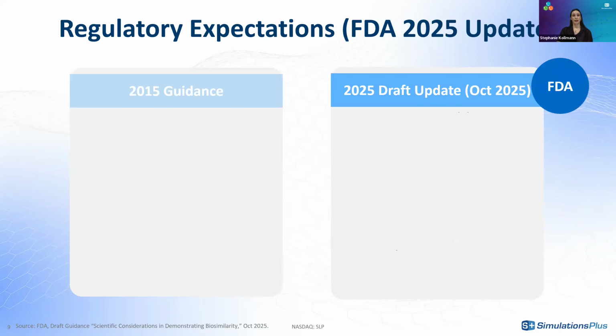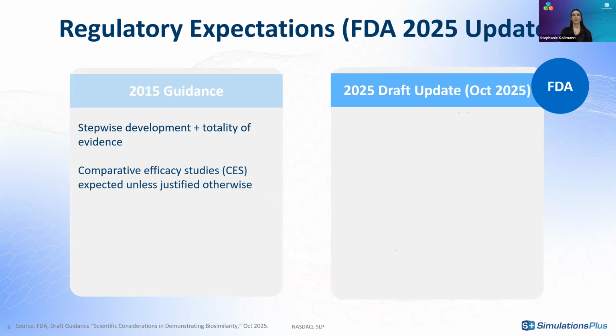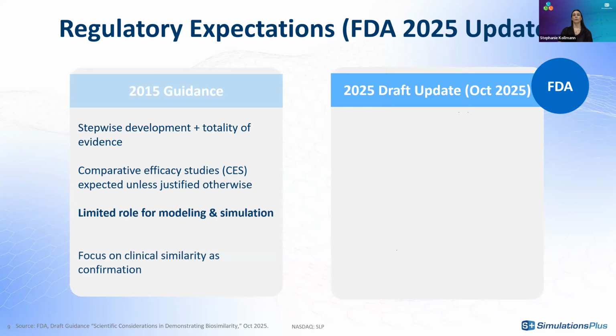So in 2015 guidance, the 2015 guidance established a basic framework, a stepwise approach supported by the totality of evidence with comparative efficacy studies expected unless justified otherwise, and only a limited role for modeling and simulation. For context, comparative efficacy studies, so CES, are clinical trials that directly compare the biosimilar and its reference in patients to confirm they produce the same clinical outcome.